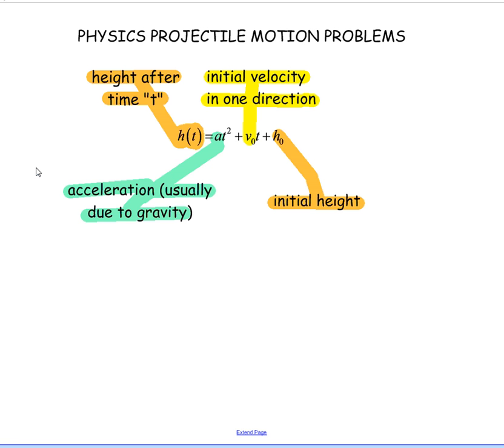This might seem a little bit abstract right now, but as we get into the examples, I'll show you what that means. The acceleration is usually referring to gravity. It's a force that's acting on something that's going to push it downwards. The initial velocity is how fast it was moving from the start. And the initial height is how high above the ground, whatever you're defining the ground to be, it was at the beginning. So let's get into the examples to see exactly what this means.